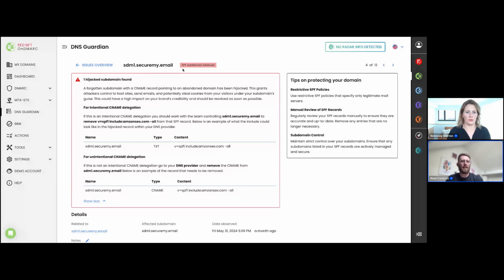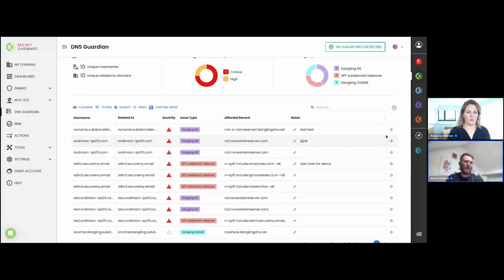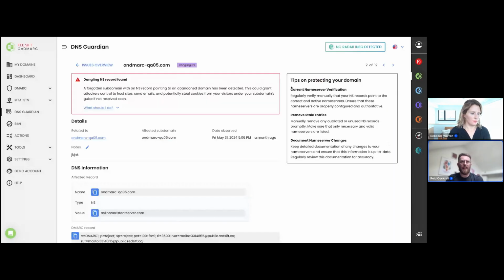So for example, this is an SPF issue. So there's some tips here. And then if I go back and go into a dangling issue, the tips are slightly different. But really what we're trying to do is make this as easy as possible to surface any issues that we detect and then give you some really clear and actionable guidance on how to resolve it and get it fixed as soon as possible.